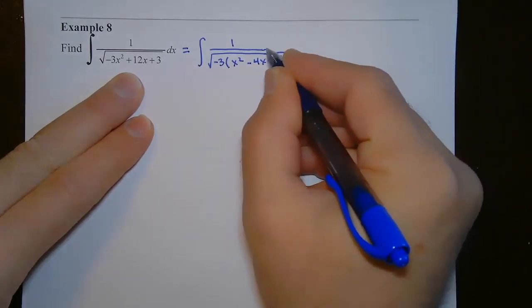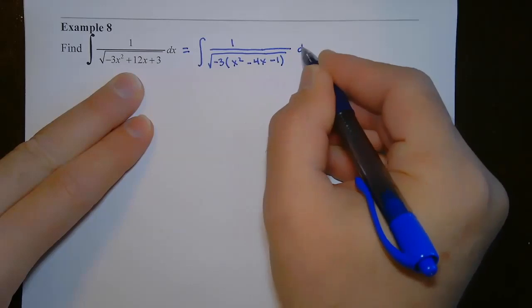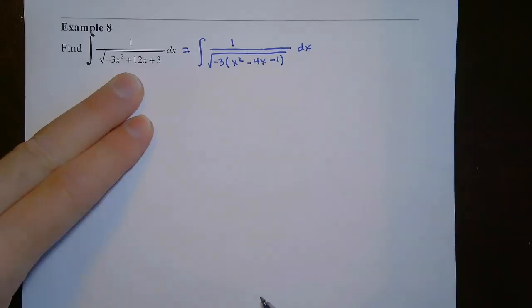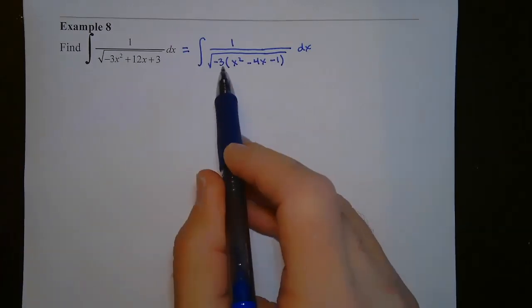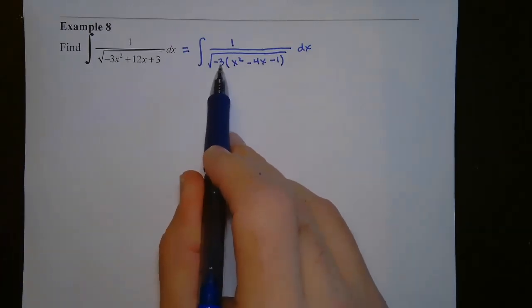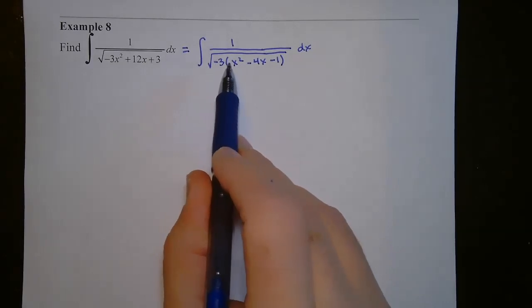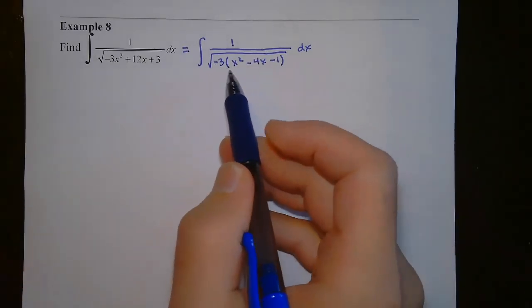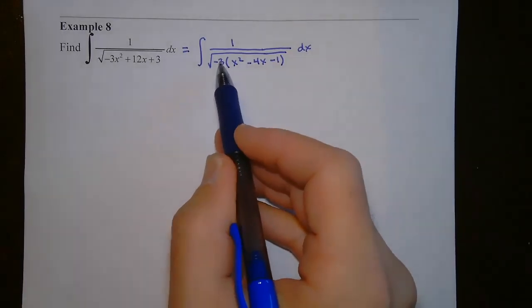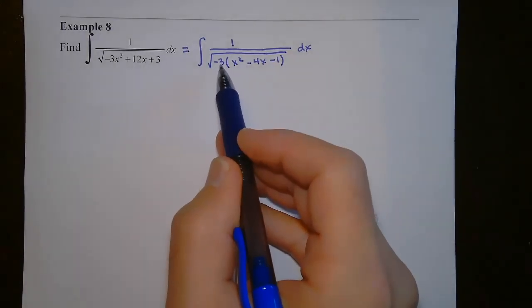Extend my square root and my fraction bar, dx, right? Okay. Now this is going to be a little bit different, because we want this to be just minus something squared, not minus 3 times something squared. So right off the get-go, we're going to need to rewrite this.